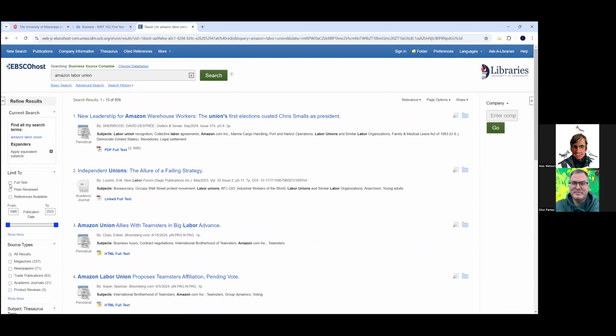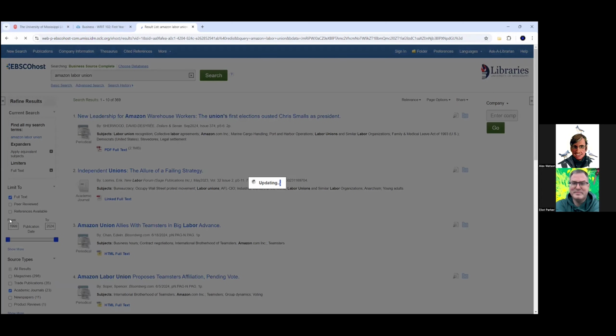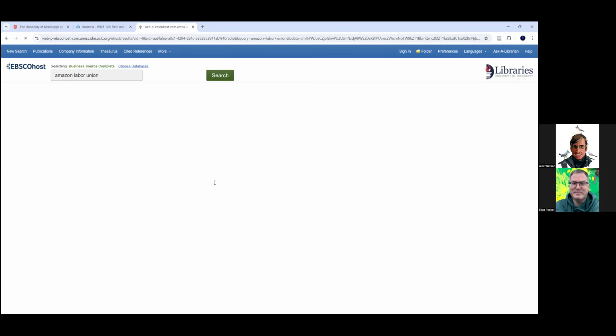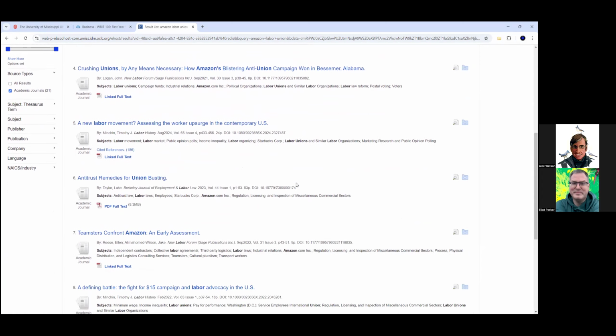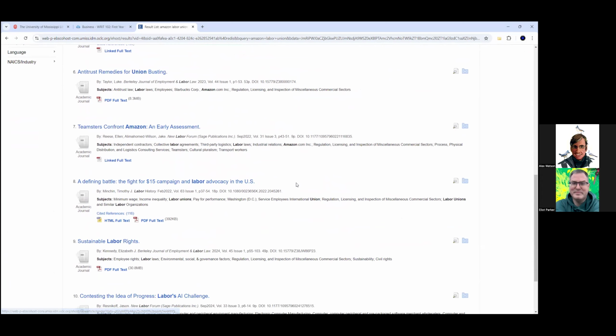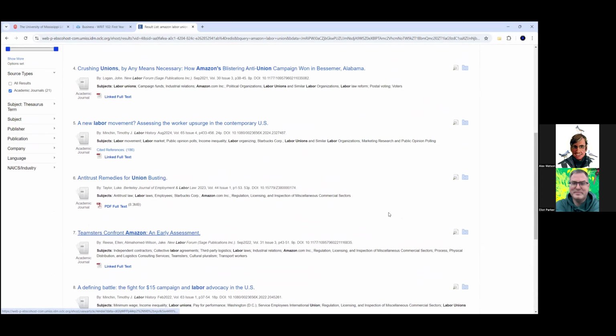And if I use similar search refinements to what we saw in OneSearch, you can see I can limit this to full text, and let's see, academic journals, peer-reviewed. There's one that we saw earlier, but we can also see some other articles that we had not seen in our searches before, including this very interesting one about the Teamsters.